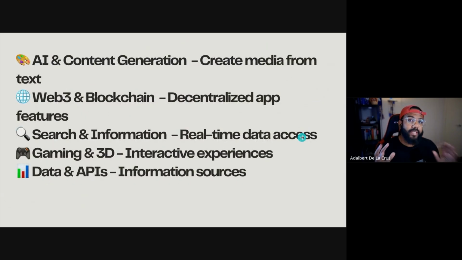Now, there are different types of API connections. The first one is AI and content generation. You can create media, you can create content, you can create generators, or even your own app to create content. There are so many cool things you can do with this sector of AI and content generation APIs, and we'll go a little deeper into what those connections are.